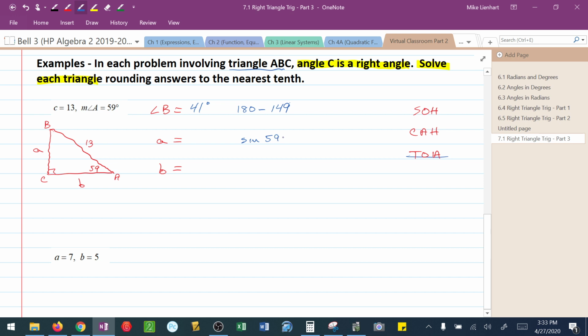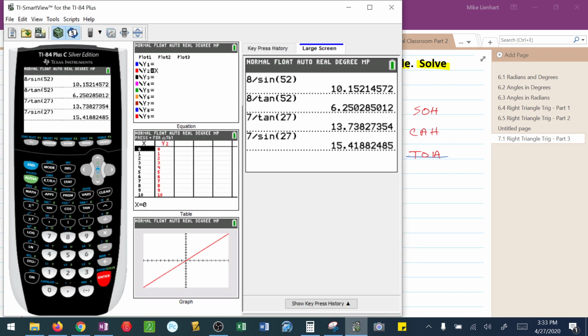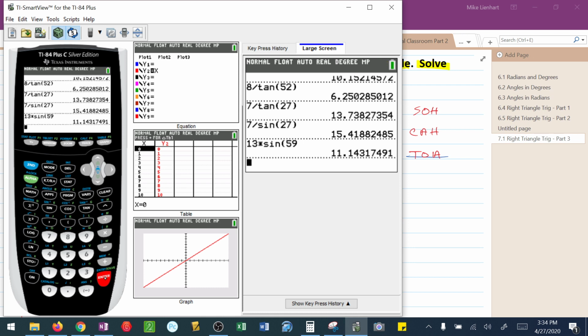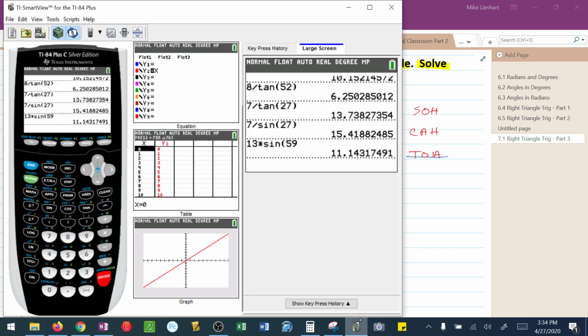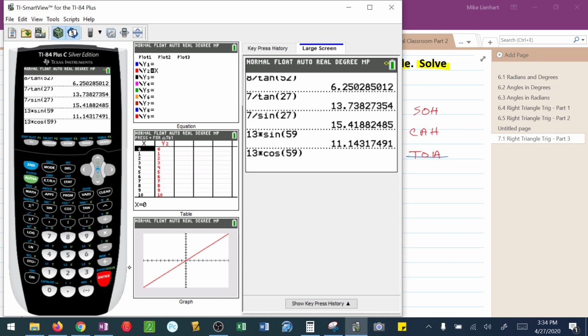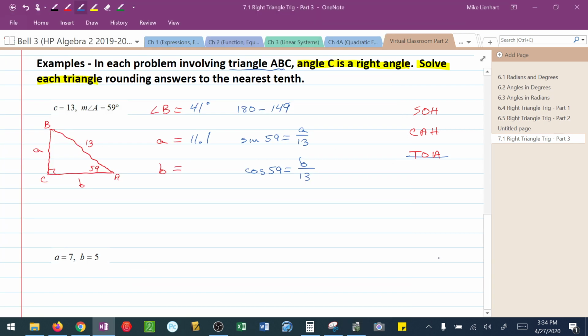The sine of 59 is equal to A over 13. And B is adjacent, so I know that's the cosine. The cosine of 59 is equal to B over 13. To solve these, I'm going to multiply by 13. So I have 13 times the sine of 59, which gives me 11.1. And 13 times the cosine of 59 would give me, rounded to the nearest tenth, 6.7.